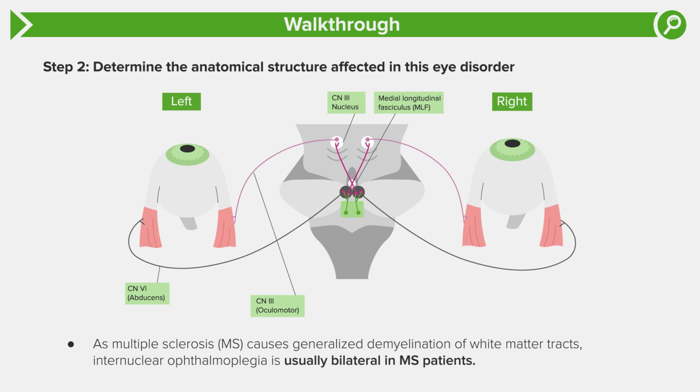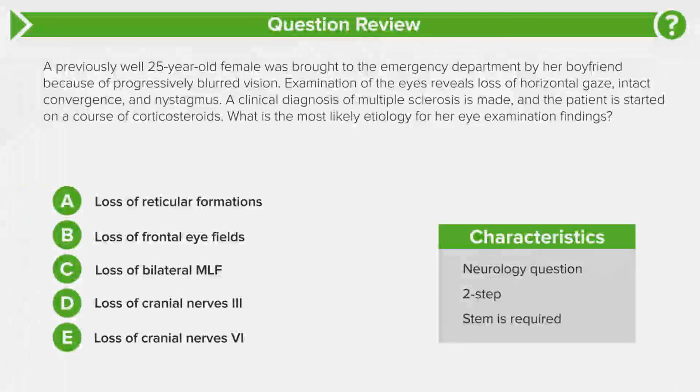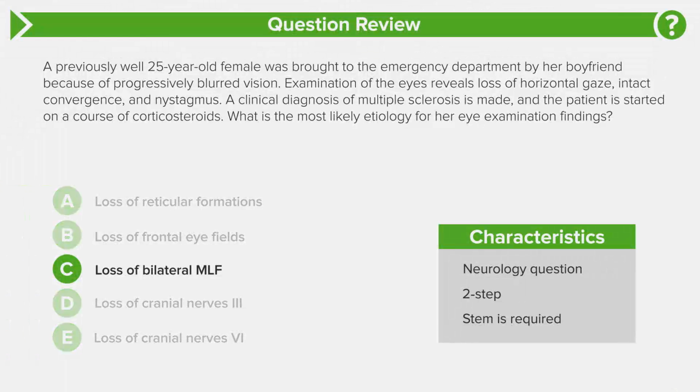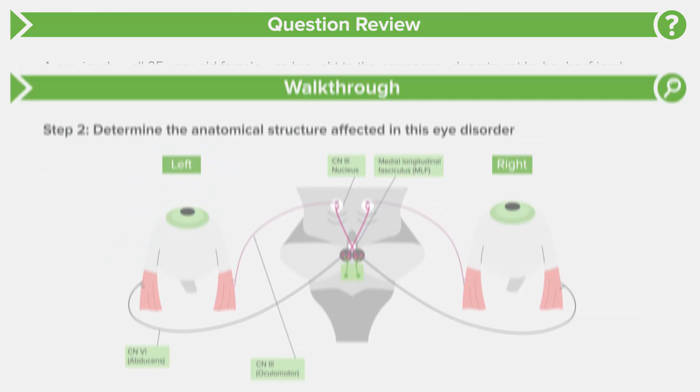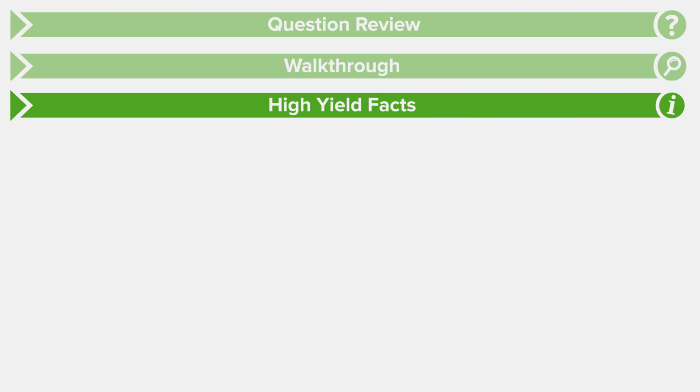Now, patients that have multiple sclerosis have generalized demyelination of white matter tracts, the MLF being a white matter tract, and thus they have internuclear ophthalmoplegia. In fact, in multiple sclerosis, the internuclear ophthalmoplegia is usually bilateral. Thus, the correct answer is answer choice C, loss of bilateral MLF, leading to the eye findings in the exam. Now let's discuss some high-yield facts that we can learn from this question.